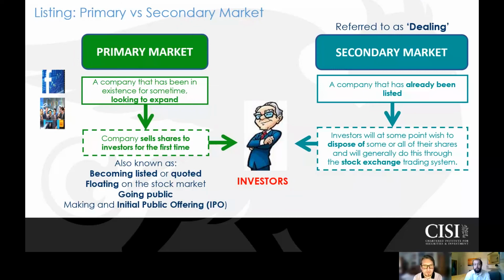Thanks, Matt. Yeah, absolutely brilliant. Very nicely summarised the primary and secondary markets there. So, as Matt said, the primary market is when the company itself sells those shares directly to the shareholders, so via an initial public offering, also known as listed, being a quoted company, floating on the stock exchange or stock market, going public or IPO. Those are some of the common terms that you will hear associated with that.